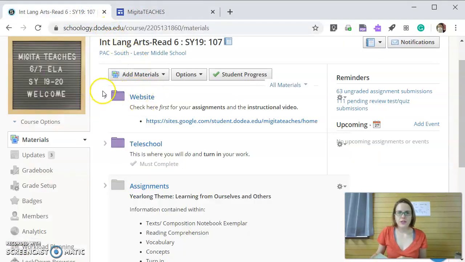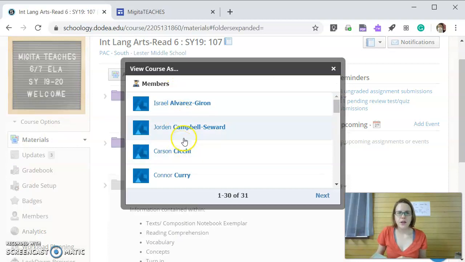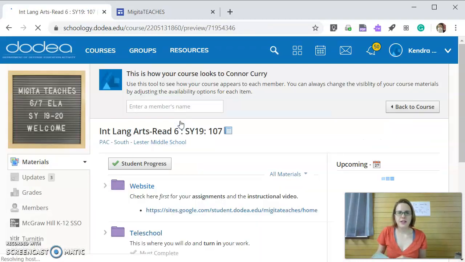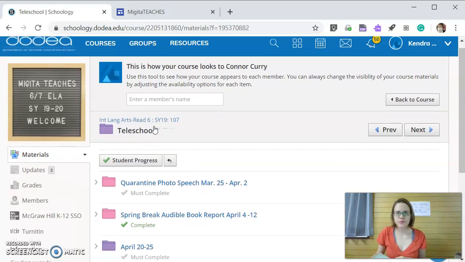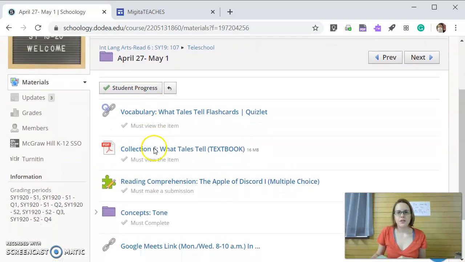So we treat this like a checklist. Let's look at this course from your view and not the teacher view. Today I'm going to be Connor. All right, so this is what Connor sees. I already went here. Now we're going to go here. And it is April 27th through May 1st this week. So we have everything here.